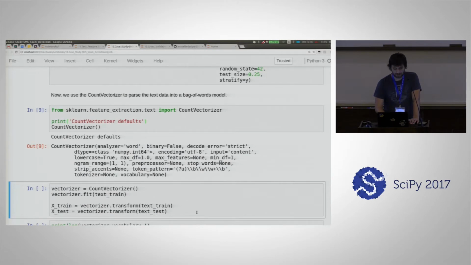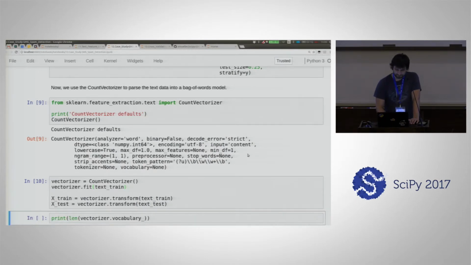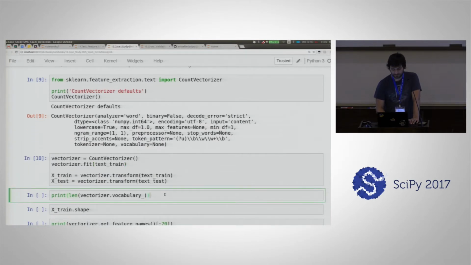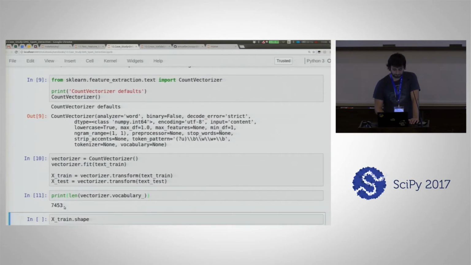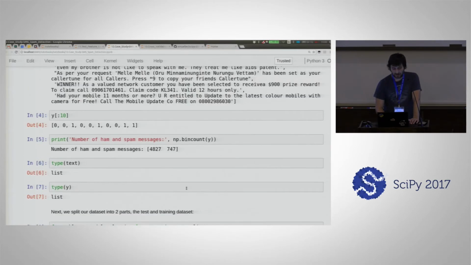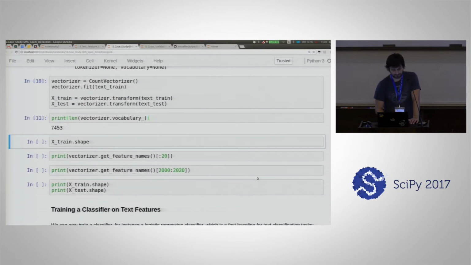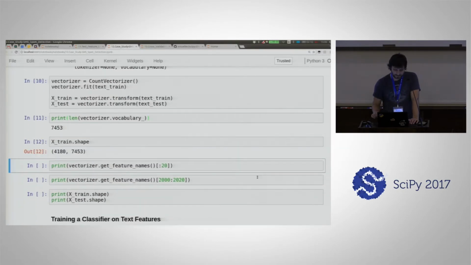All right, so now we're going to use the count vectorizer with the defaults, which only use 1-grams. We fit on the training set, and then we transform the training and test set. You can check out how big the vocabulary is. And actually, it's really small. It's only 7,500 because we only have very few samples, and they are all very short. So this is the size of our training set, 4,000 something samples with 7,500 columns.